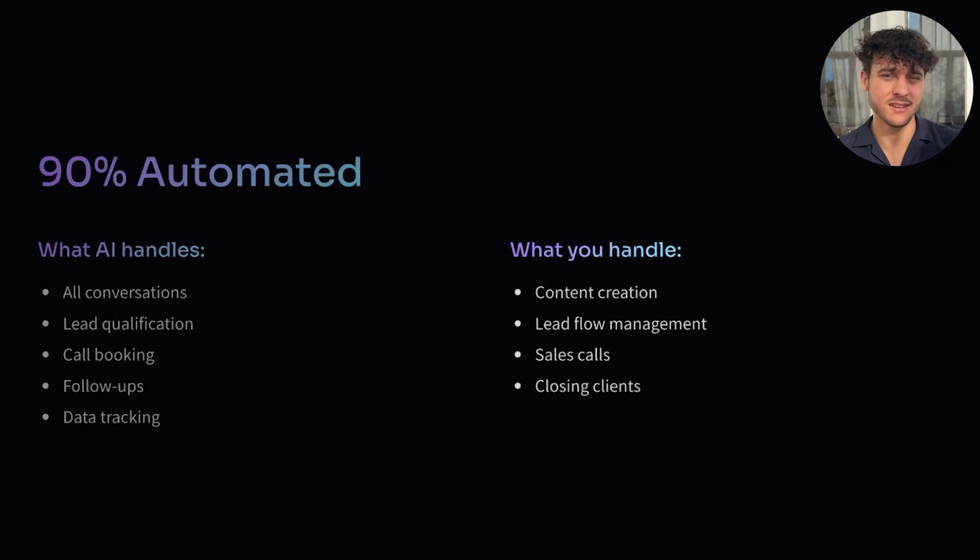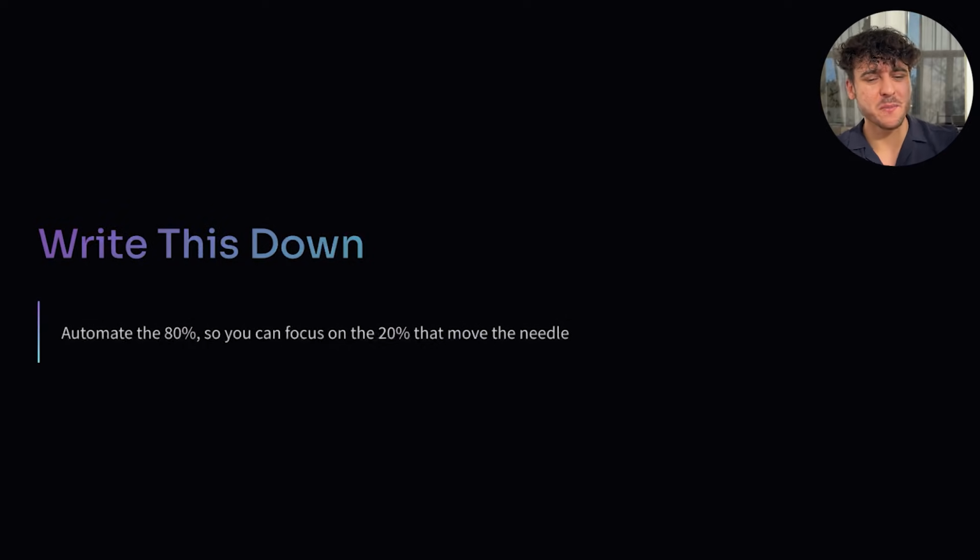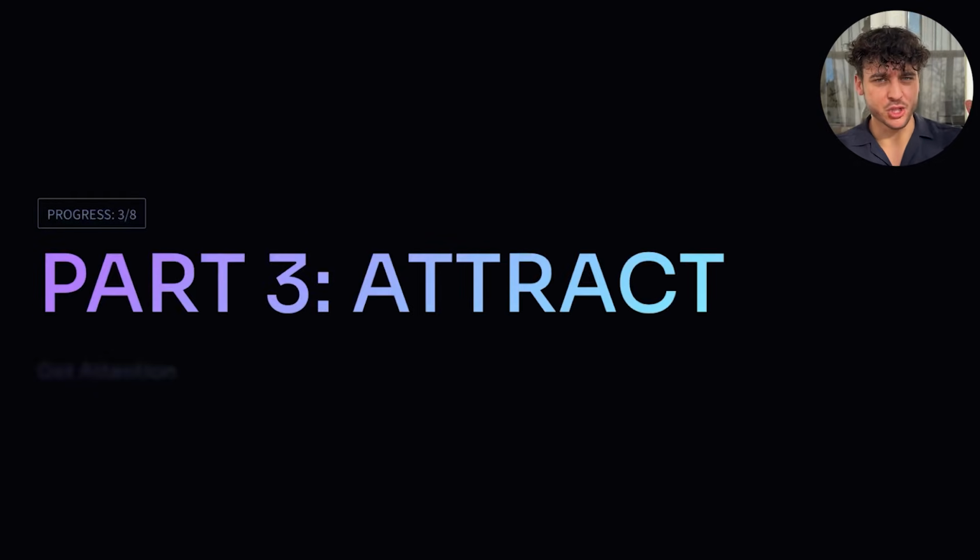Now, what you need to handle is content creation, lead flow management, meaning making sure you follow up with people who the AI can no longer follow up with, sales calls, and closing clients. And make sure you write this down, because if you automate the 80 to 90%, you can focus on the 20% that actually move the needle inside of your business, which is going to be closing deals and getting more people into your funnel.